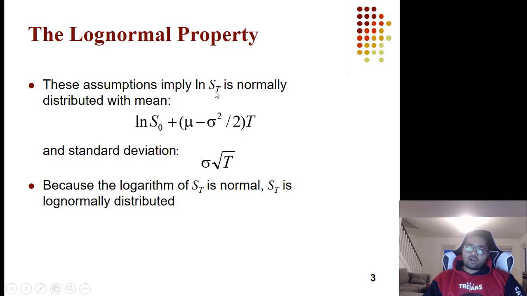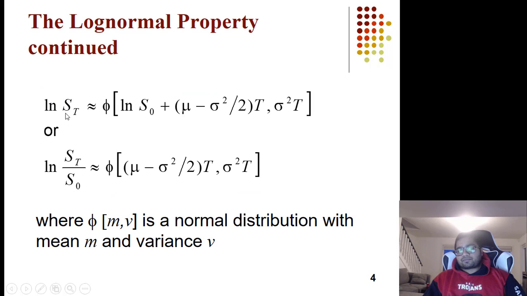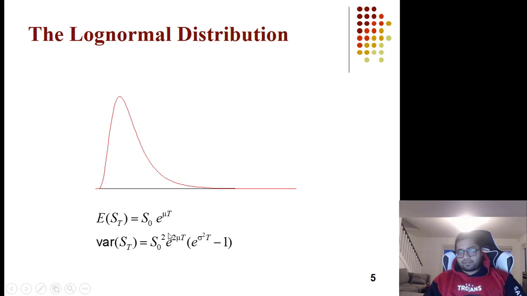These assumptions imply the log normal of ST is normally distributed with a mean and standard deviation of this. Because the log of ST is normal, ST is going to be log normally distributed. So we saw this before. The log of the stock price lies in this range, with mean of this and sigma of this. The log of returns lies in this mean and standard deviation. This is how a log normal distribution looks. These formulas are not very relevant.